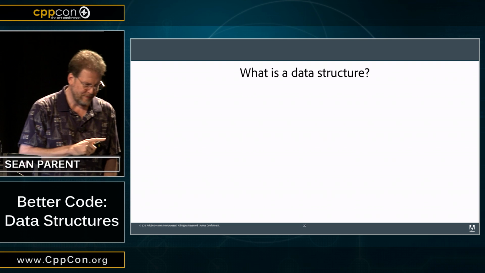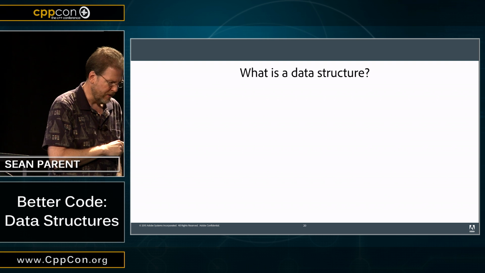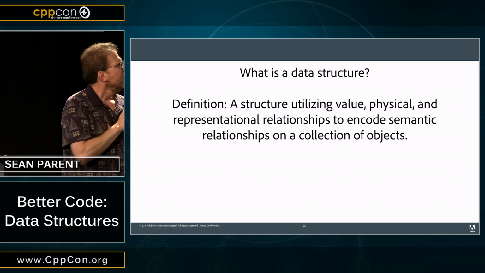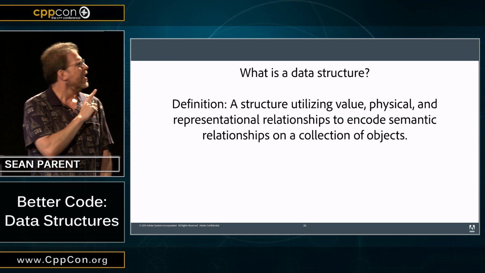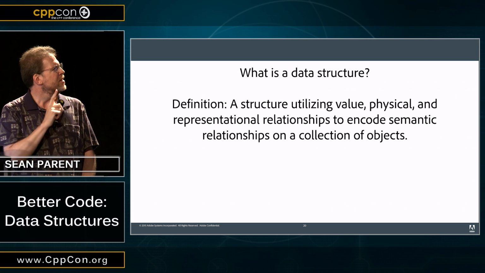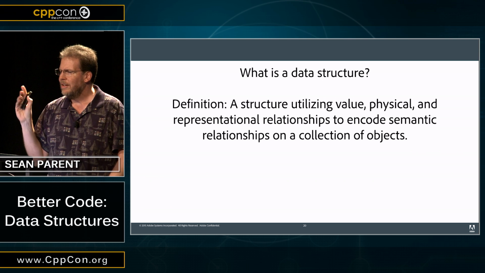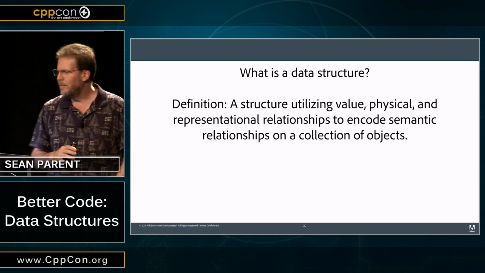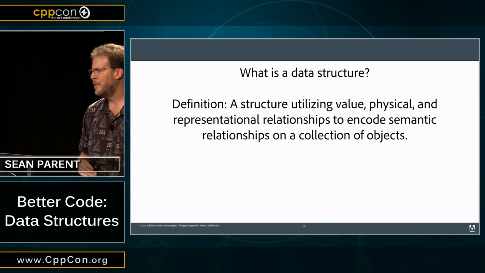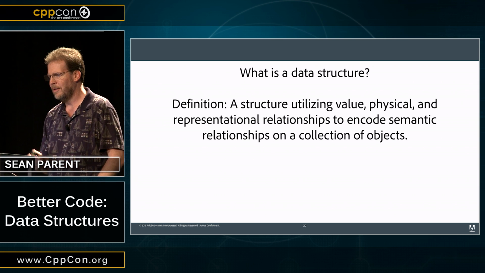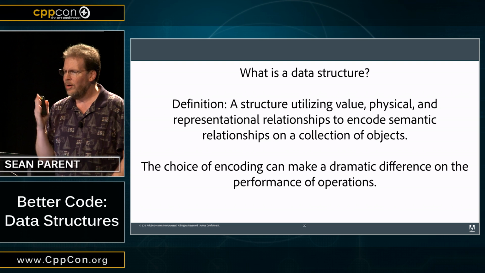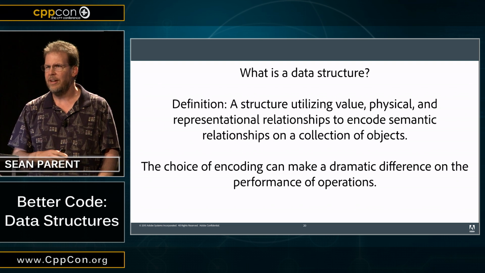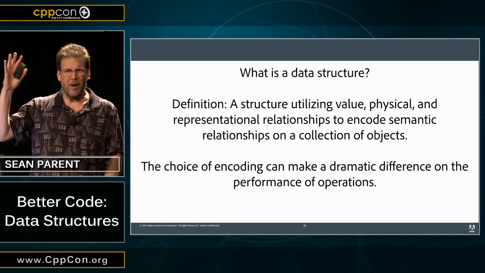So let's go back. What is a structure? Right? So a data structure is a structure utilizing value, physical, structural, and representational relationships to encode semantic relationships on a collection of objects. And the choice of encoding can make a dramatic difference in the performance of operations on these objects, right? And we know that, right?